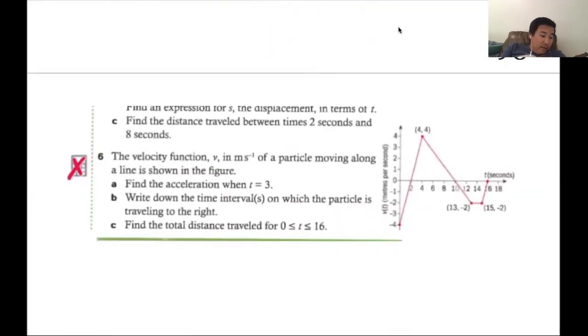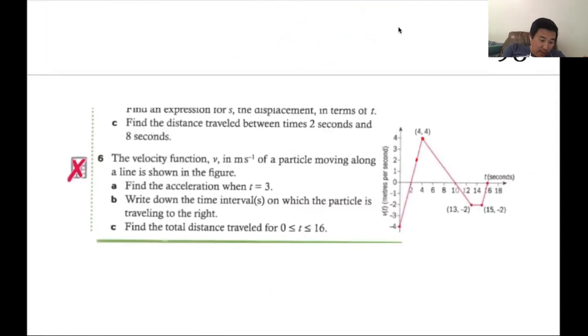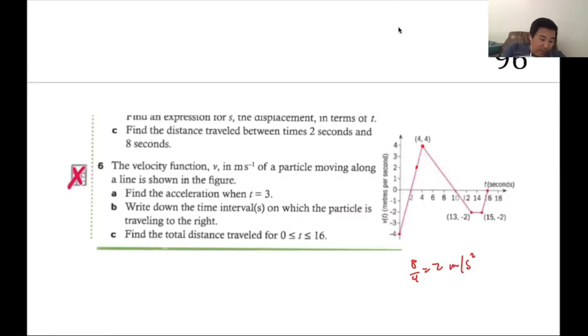The velocity function is given. Find the acceleration at time equals 3. So that's the slope of the line at time equals 3. The slope is 8 over 4, which is 2 meters per second squared. Write down the time intervals in which the particle is traveling to the right: from 0 to 4, and then from 15 to 16.